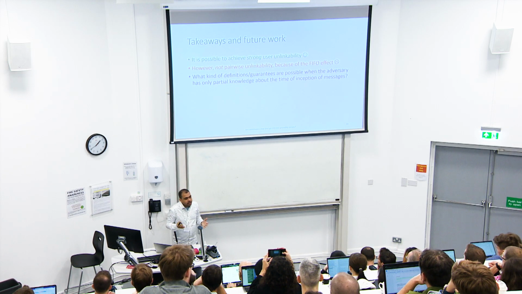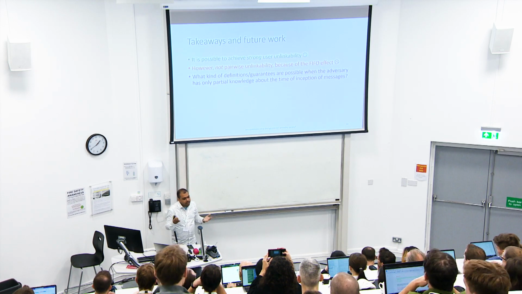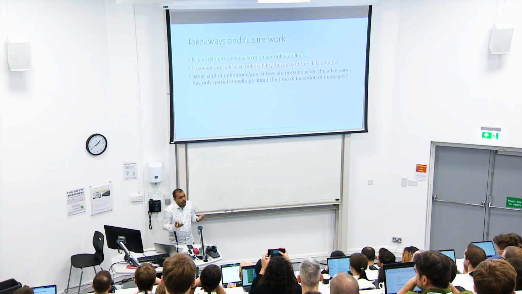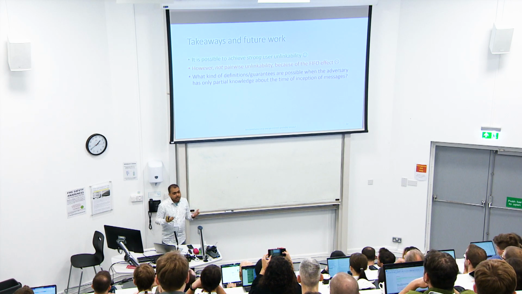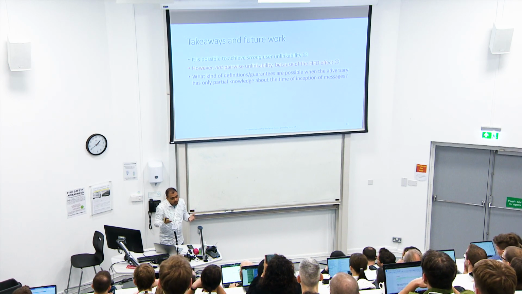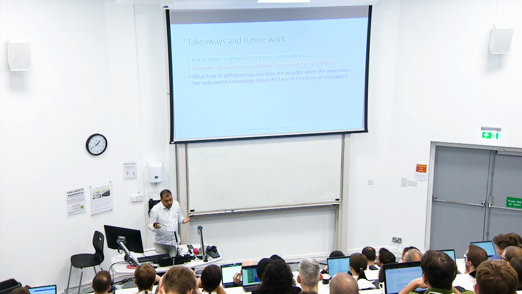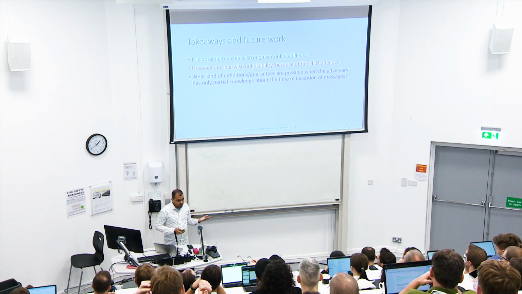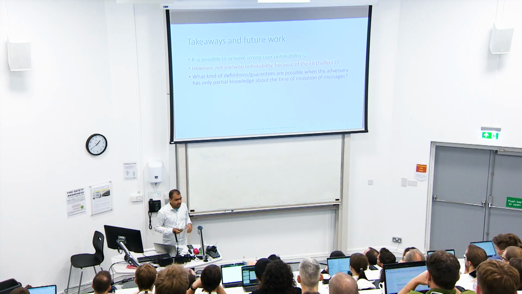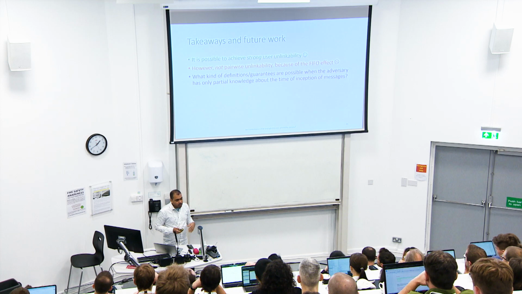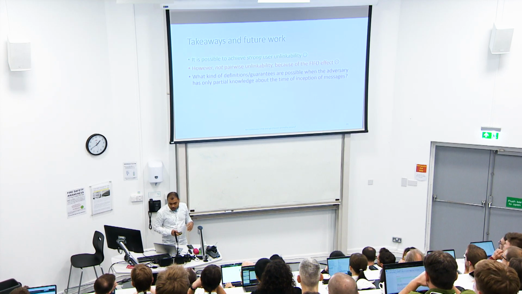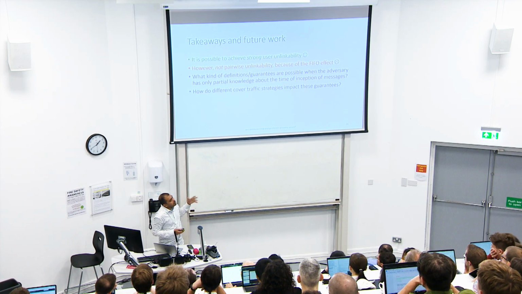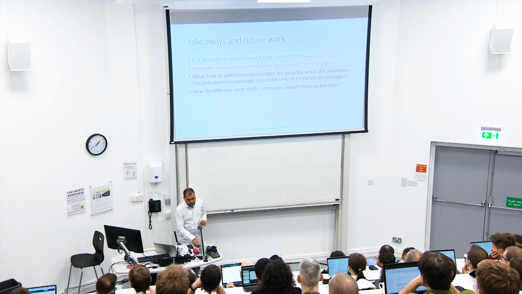But in reality, there might be a scenario where the adversary has partial background knowledge. How do you capture such a notion, how exactly do you model it, how much knowledge do you assume, and what kind of guarantees can you provide? That is one interesting direction that we plan to continue working on. And then, how does cover traffic impact those guarantees? With that, that's all I have.